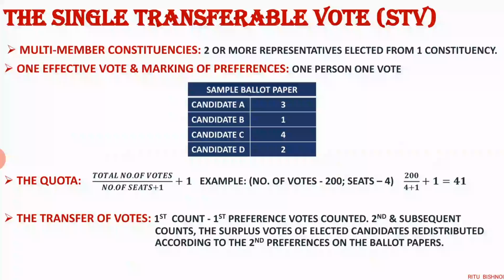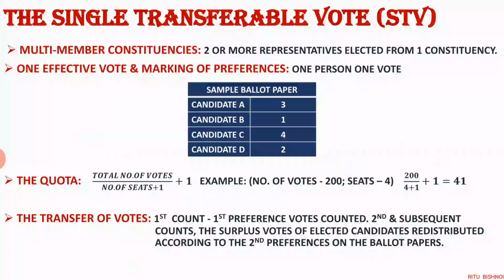In the first counting, only the first preference votes are counted from the ballot papers of each voter. If the seats are filled by first preference votes, then the counting is over and the result is declared. For better understanding, let us take the example given in the quota, which says that 200 voters are going to elect 4 representatives. The required quota to win is 41. So, if 4 candidates get the required quota, that is 41 votes after first counting, then counting is over.